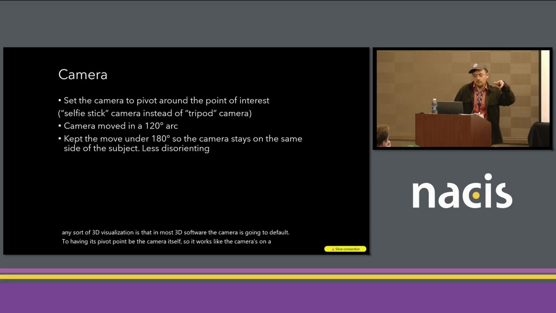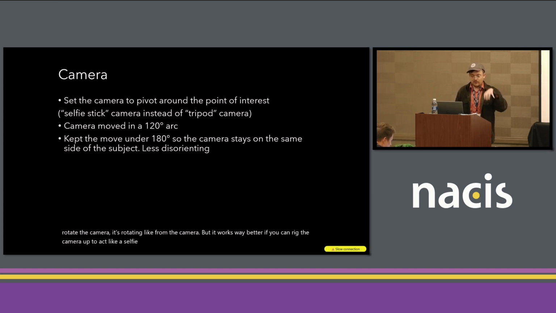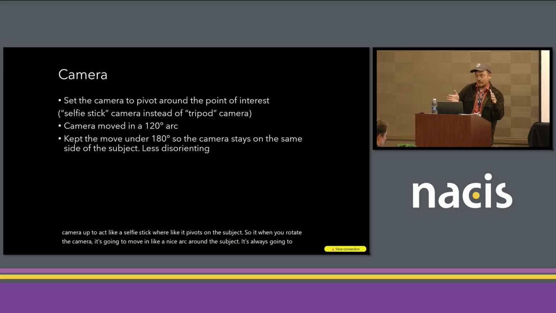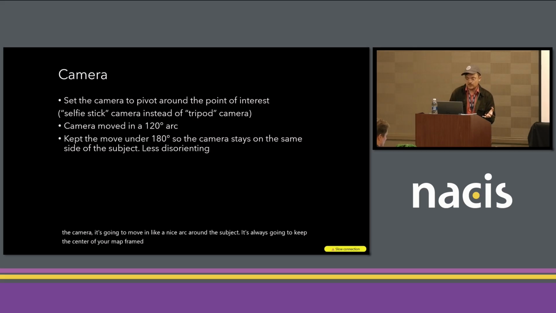As you rotate the camera, it's rotating from the camera. But it works way better if you can rig the camera up to act like a selfie stick, where it pivots on the subject. So when you rotate the camera, it's going to move in a nice arc around the subject. It's always going to keep the center of your map framed up. So I found that worked really well.